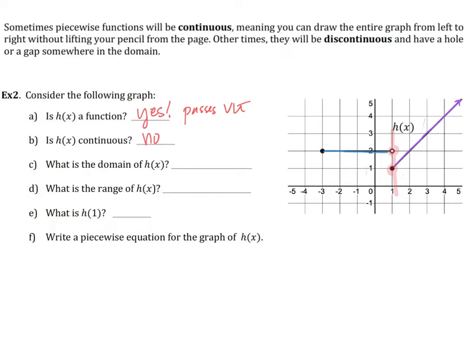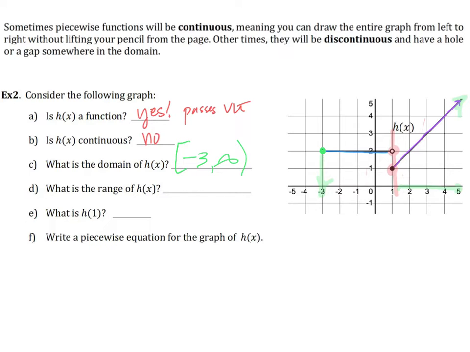What is the domain of h of x? All right, well, let's look at the domain. So the domain, the leftmost point is negative 3, and the rightmost point never ends. It goes on infinitely. So the domain is negative 3 to infinity. Now, do we include the negative 3 or not? Well, it's a closed circle, so yes, we do include the negative 3, but no, we do not include infinity because that goes on infinitely.